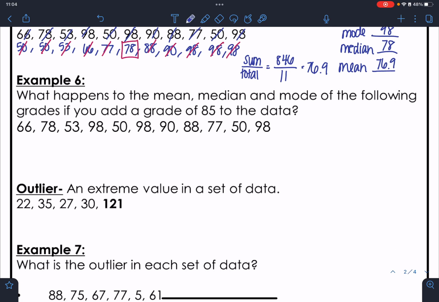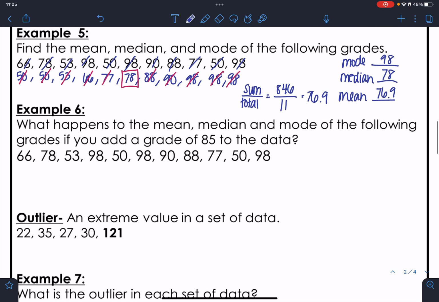So I see this come up a lot on the test. So we should be able to answer this correctly now. Okay, so here's the question. If I add a number to my list, what if I add 85? Someone scored an 85 on a test. What's going to happen to my mean, median, and my mode?